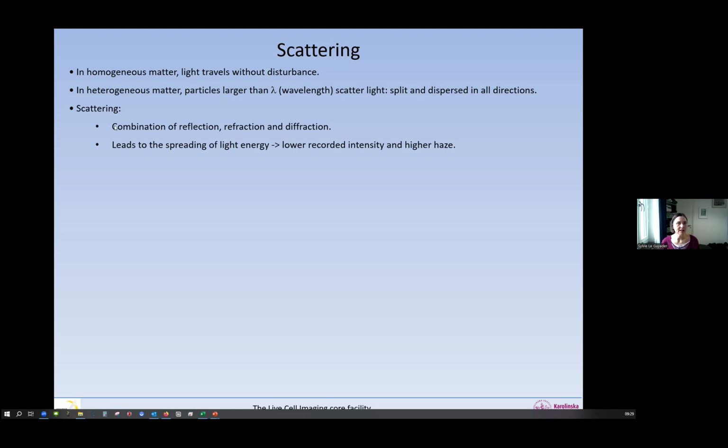So scattering is actually a combination of reflection, refraction, and diffraction. We will talk about all this and we'll explain what it means. And that means that a lot of the light energy is spread. And so we get a lower intensity of excitation and also lower intensity of emission, and we get some haze. So this is the consequence of scattering. We don't like scattering. We would like non-scattering samples.